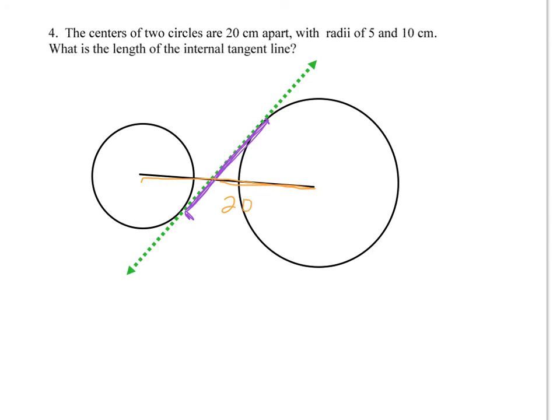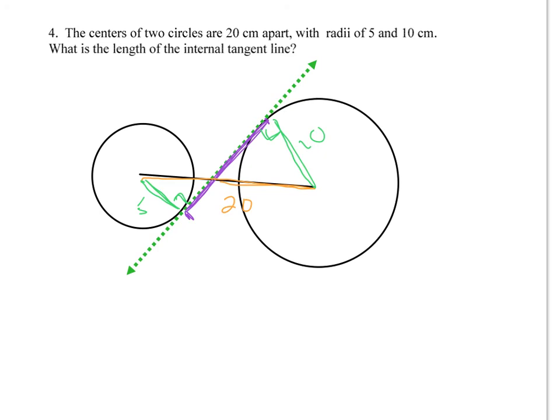Our step 2 is draw our radii to the points of tangency. So this guy right here, and that of course is a right angle. That has a length of 10. This guy right here, that of course is a right angle as well. It has a length of 5. And now we're going to do the hard part, step 3.